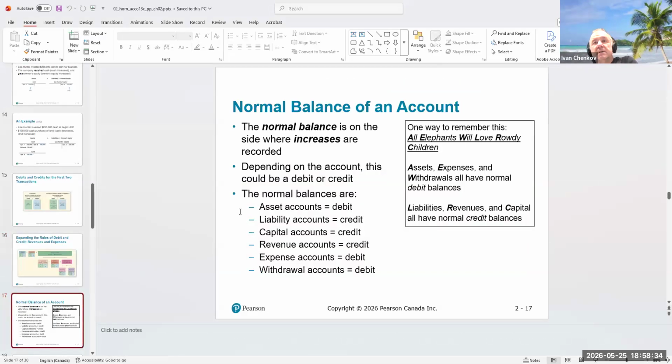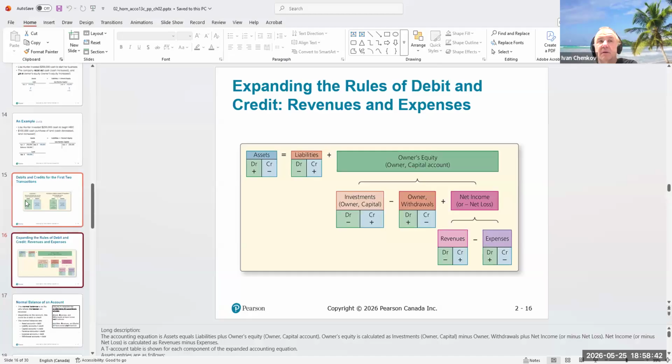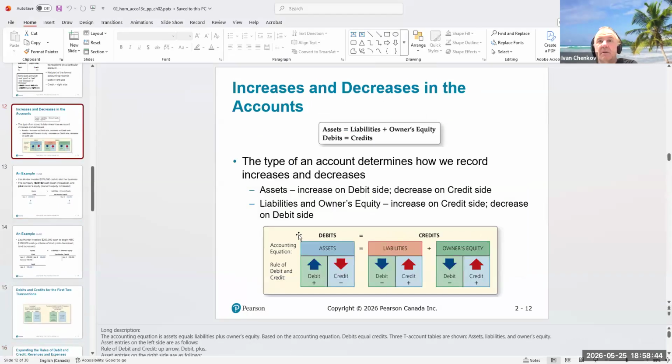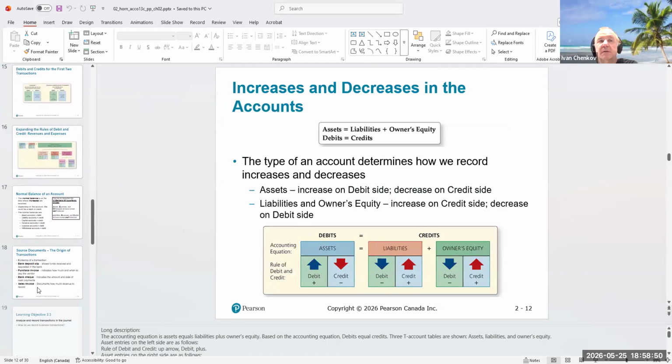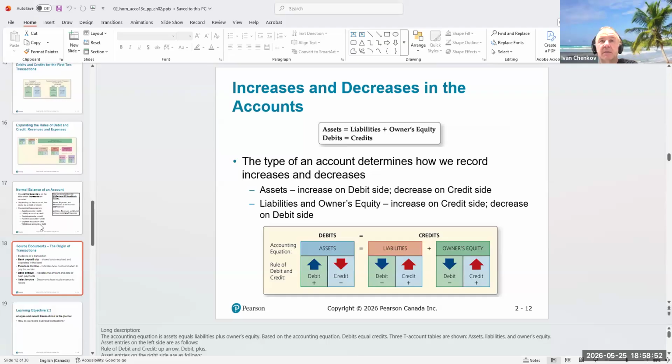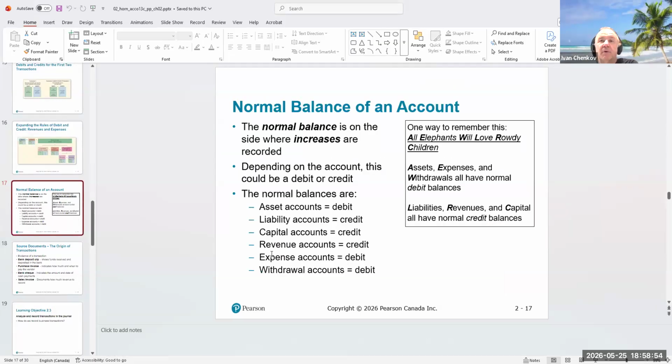For the normal balances, we already talked about it. Again, an asset account always has a normal balance of debit, since it's on the left side of the equation. Liability and equity normal balance is always credit. Revenue account, always credit. Expenses, debit. Withdrawal account is debit.